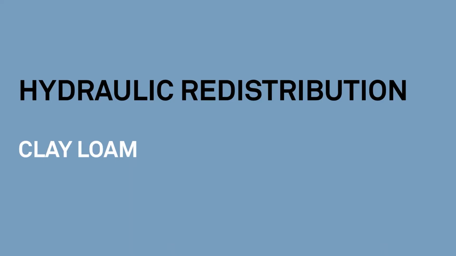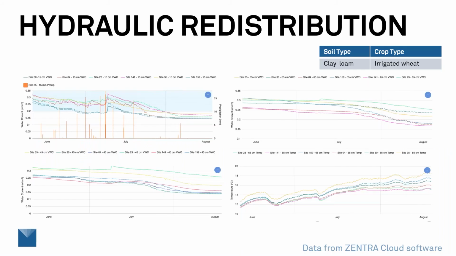But we also have to be a little careful not to just paint everything with that same brush. So I'm going to show you a clay loam soil and talk about what I believe is hydraulic redistribution. Here are 4 graphs that I'm going to show you in succession that show water content at 15, at 45, and at 65 centimeters in a clay loam, this time growing irrigated wheat.